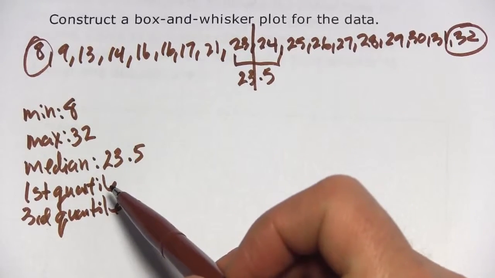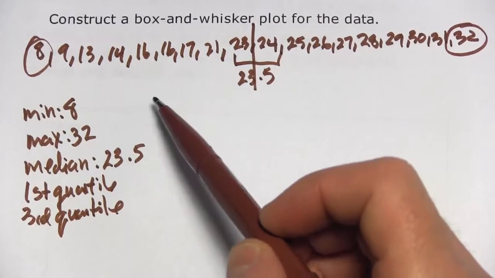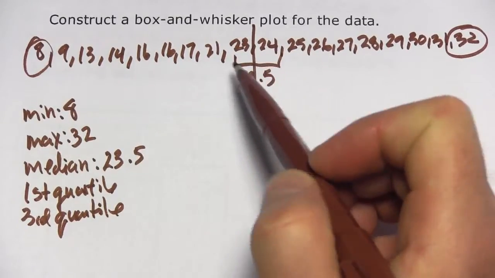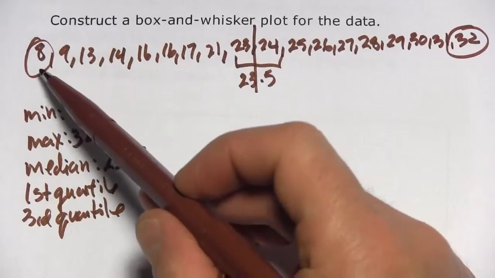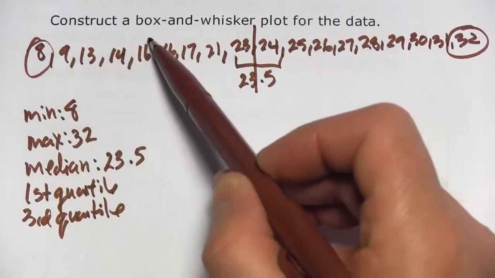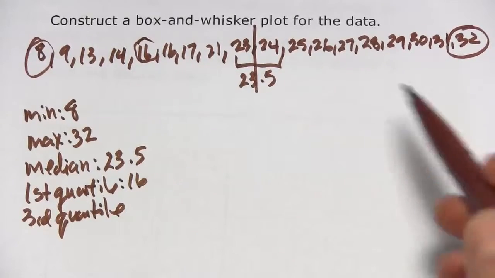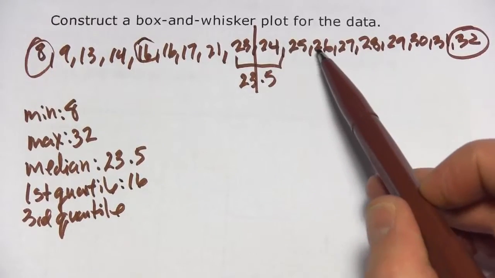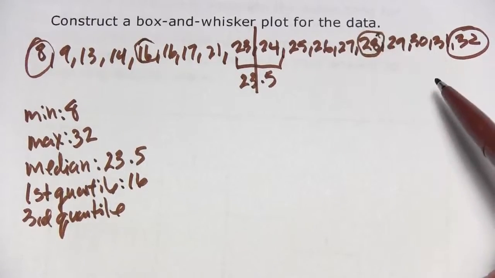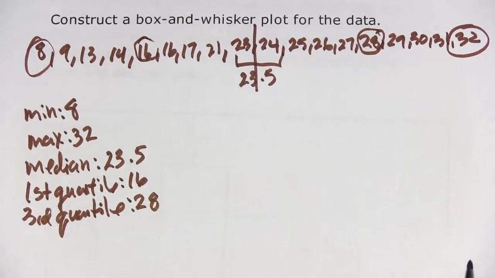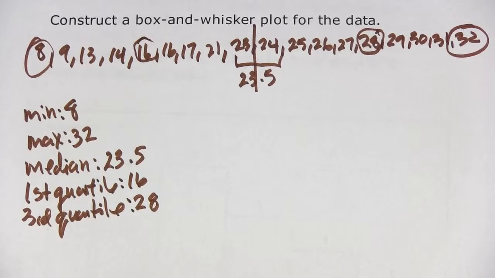Our first quartile is going to come at the median of the lower half of the data. And this time I have an odd number of numbers. So I have 9 numbers here, so I can just choose the 5th one. 1, 2, 3, 4, 5. So there is our first quartile. I'll do the same thing up here. 1, 2, 3, 4, 5. There's our third quartile. So that's 28. All right, now I have everything I need for the box and whisker plot.